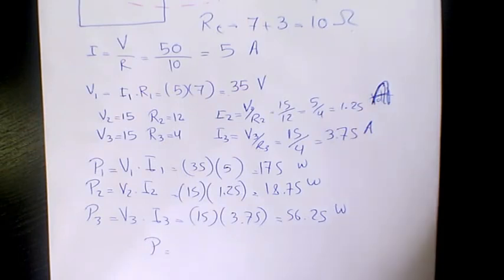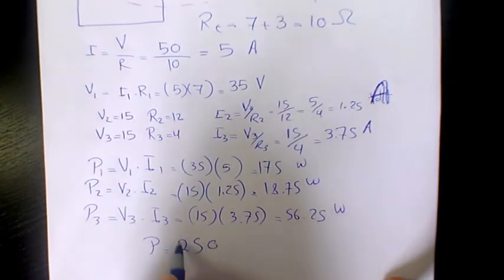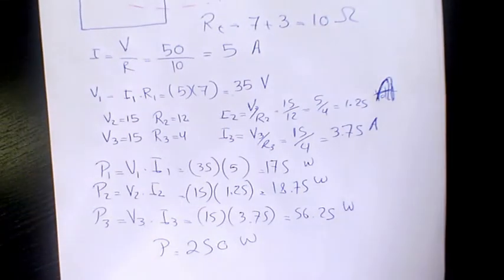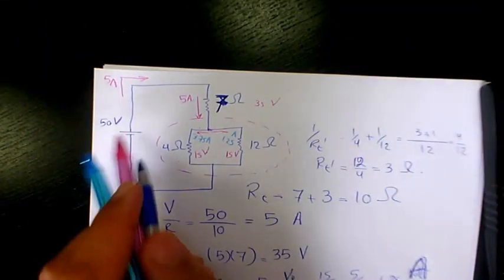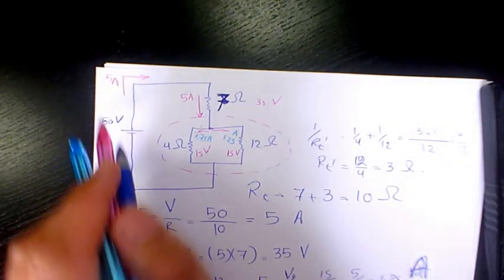So if you add them all, it's going to be 175 plus 18.75 plus 56.25. It's going to give me 250 watt, which is obvious if you multiply these two numbers. 50 times 5 is going to be 250.